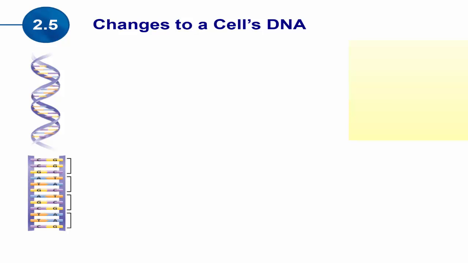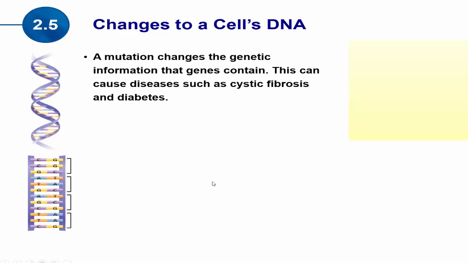It has consequences, right? And the big example in this section is cancer. So we'll have more to say about cancer in a minute, but if you get nothing else out of reading section 2.5, this is what you're looking at. Basically, a mutation changes the genetic information that genes contain. This can cause diseases such as cancer, cystic fibrosis, diabetes, and a whole lot of other diseases.